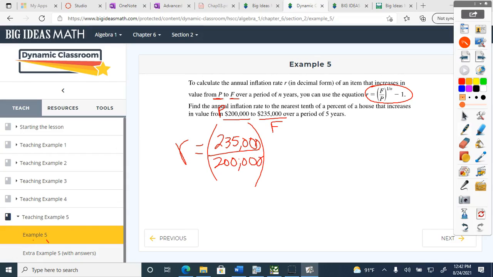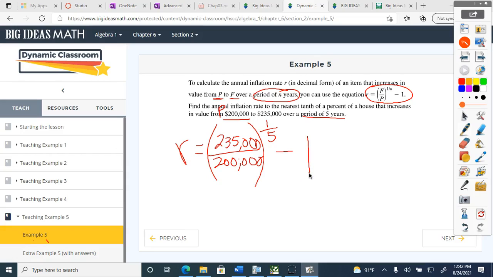Okay. Is that a good deal on a house? I mean, they made a lot of money. 35. Let me erase this. Okay. To the 1/n power. What is n? N years. Period of n years. So period of how many years? 5 years. So 5 is n. So to the 1/5 power. Okay. And then don't forget on the end we put what? Minus 1. Okay. And you just put all that in your calculator.